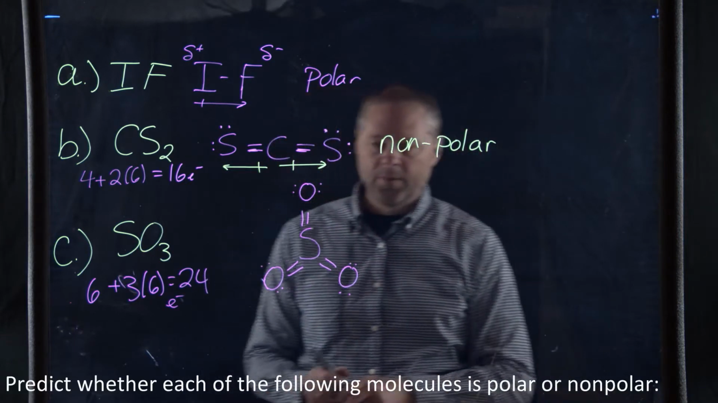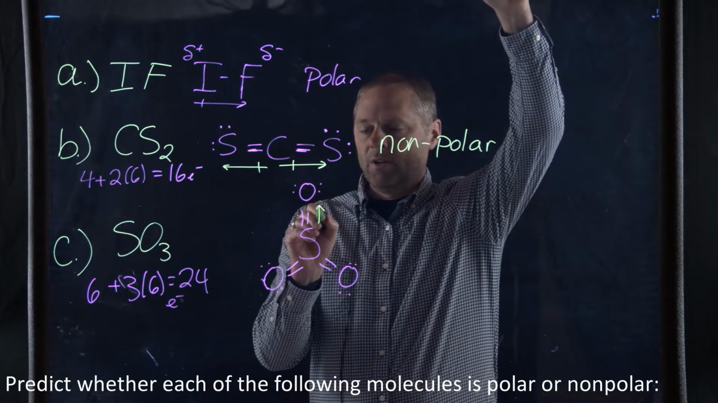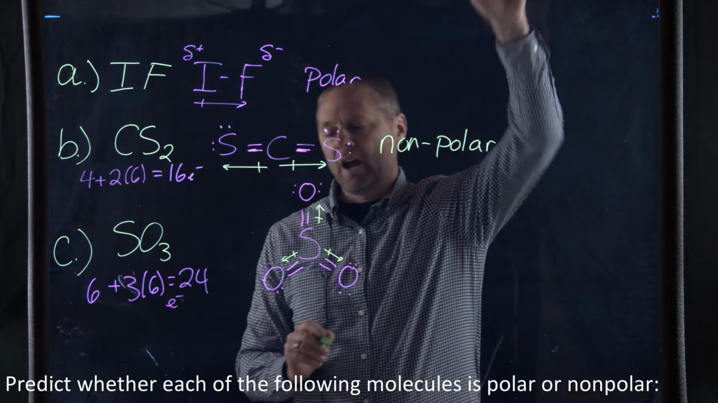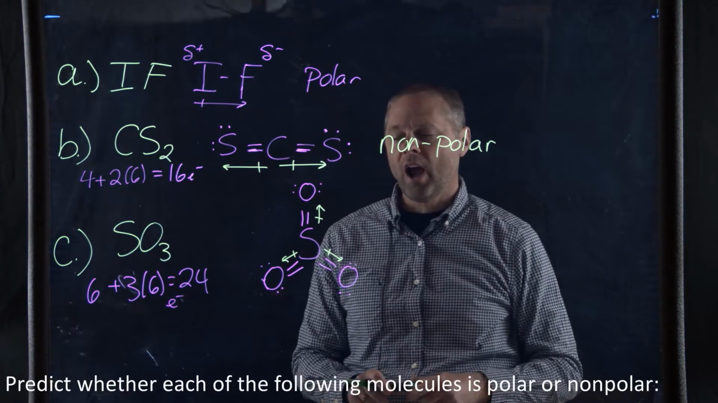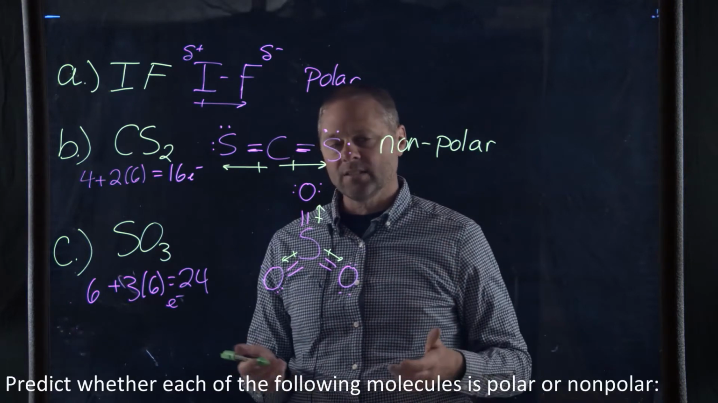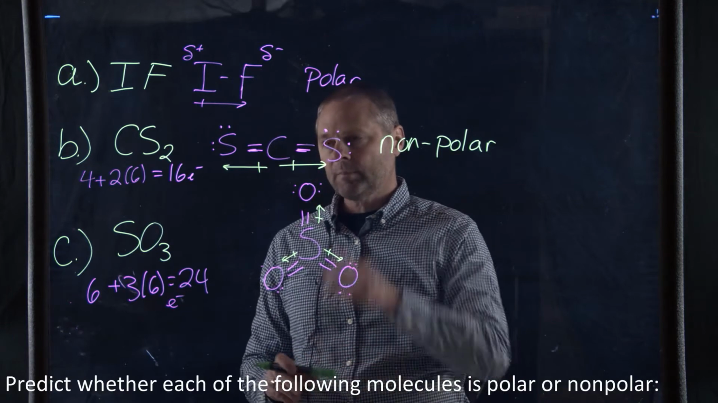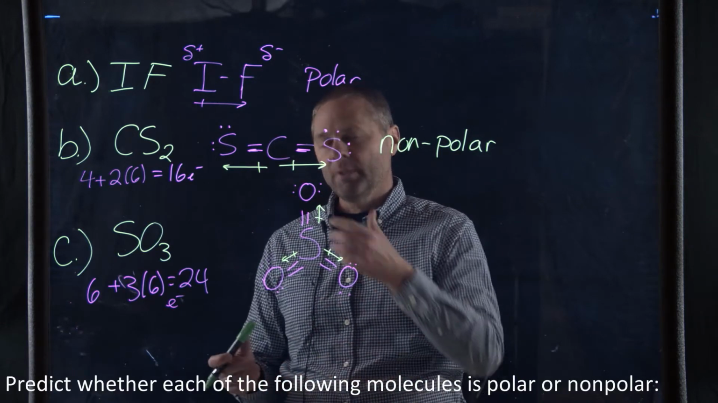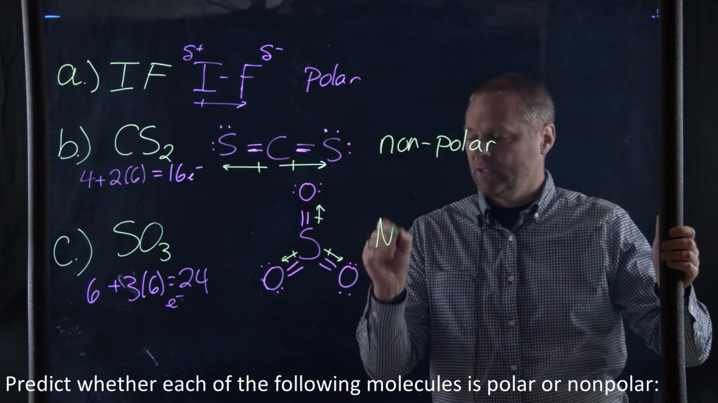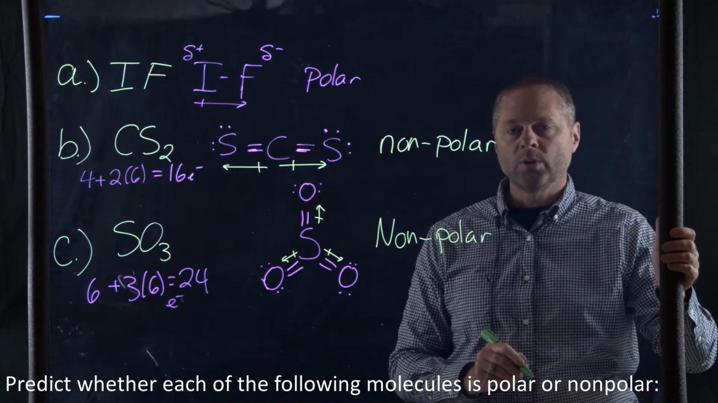And if you've taken any physics or you've dealt with vectors before, the electronegativity between the oxygen and sulfur is going to be greatest towards the oxygen. If you sum up all 3 of these vectors, they're going to cancel themselves out, exactly as what happened in the carbon disulfide molecule. They're going to cancel themselves out, and this is going to be nonpolar as well.